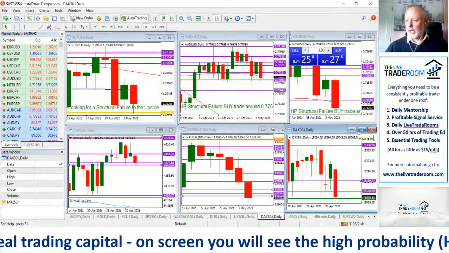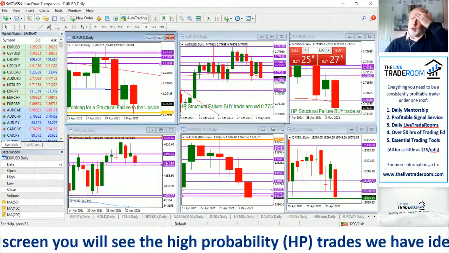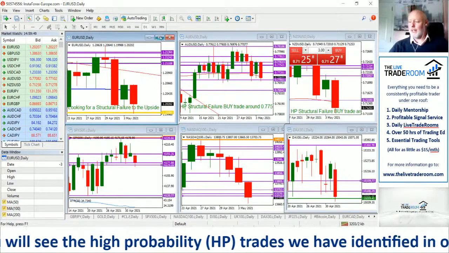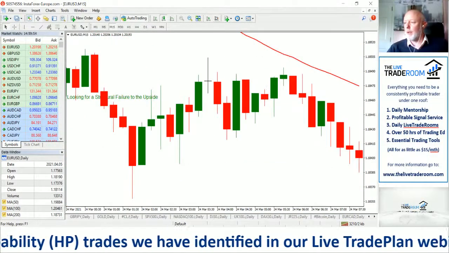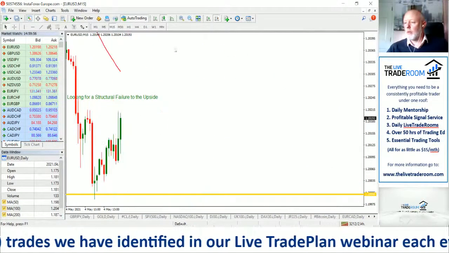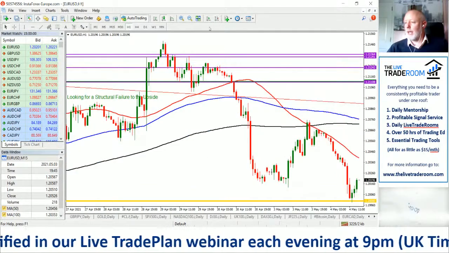So look, we're approaching the US Open. These are the markets. Now we just need to determine what would be our entries, where we would be looking to get into these markets, and to do that we need to have a look at them on the smaller time frame. So we can look at them in perhaps the hourly chart.